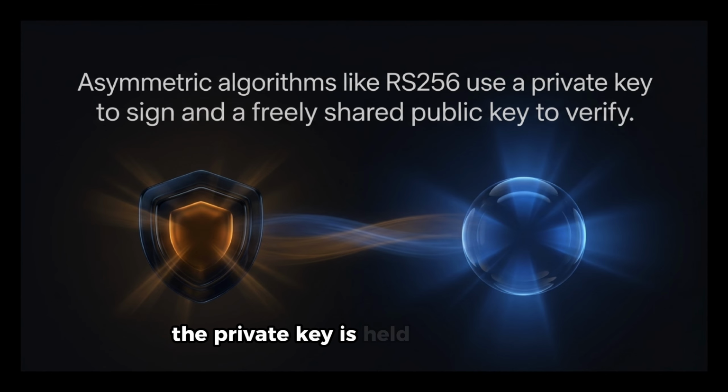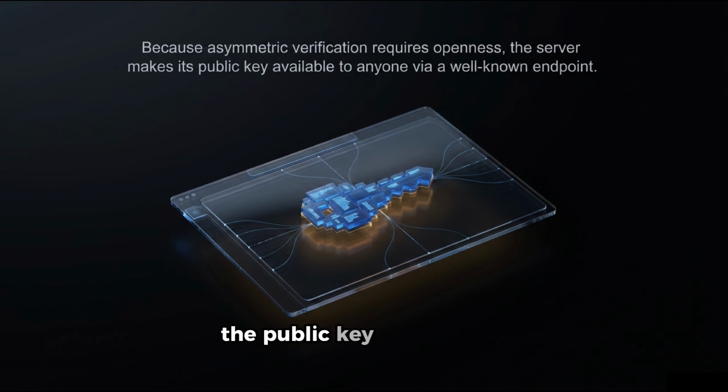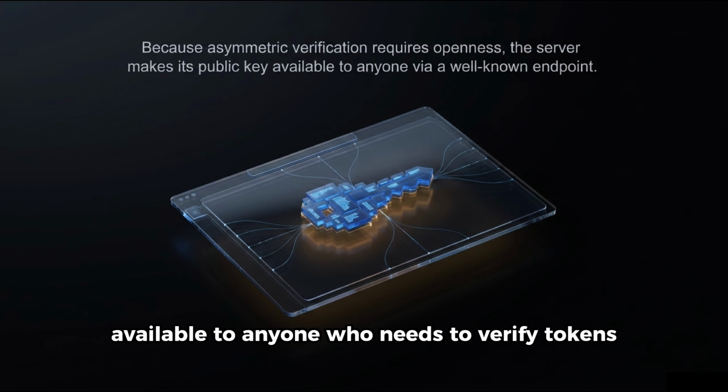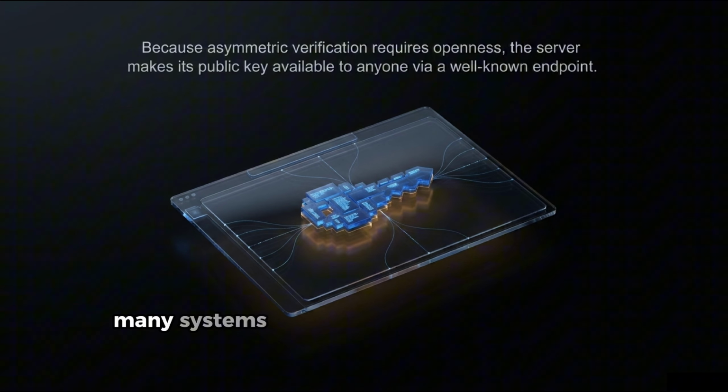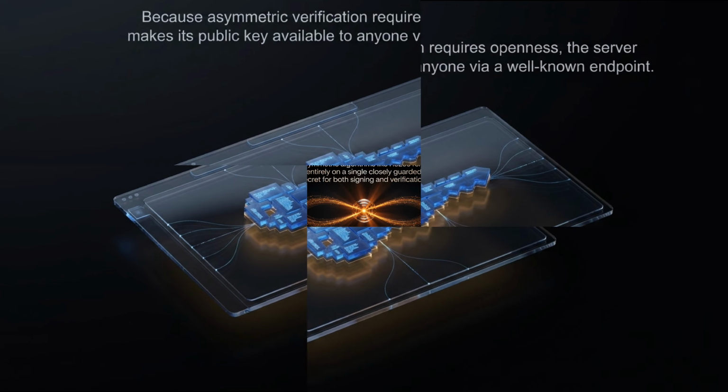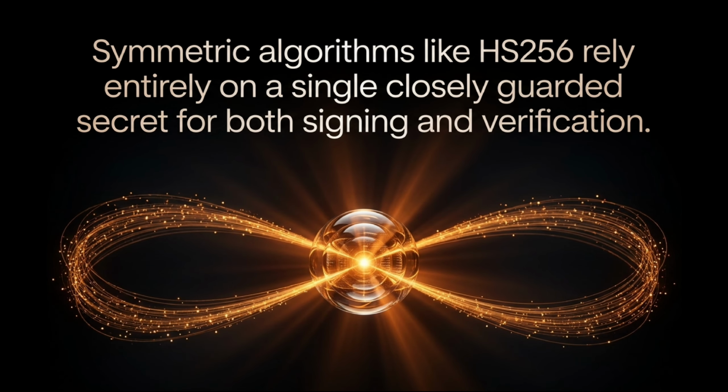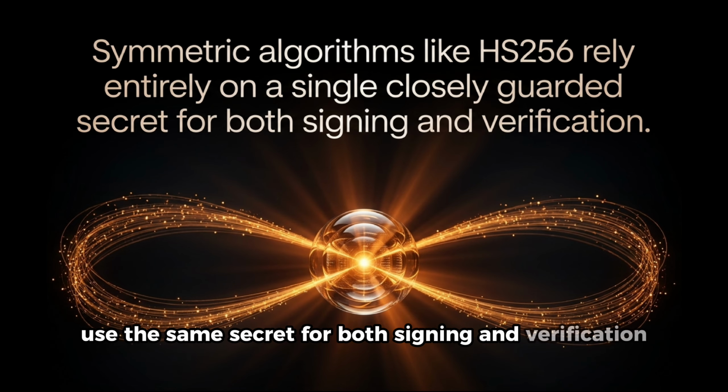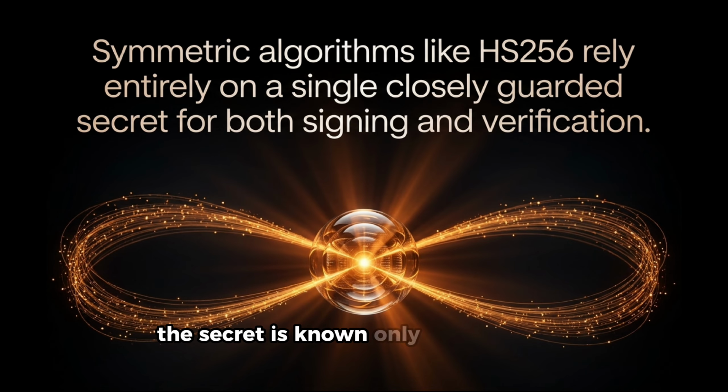The private key is held by the server. The public key is, by design, available to anyone who needs to verify tokens issued by the server. Many systems serve it openly at a well-known endpoint, typically /.well-known/jwks.json. Symmetric algorithms, HS256 being the most common, use the same secret for both signing and verification. The secret is known only to the parties that need to sign or verify.